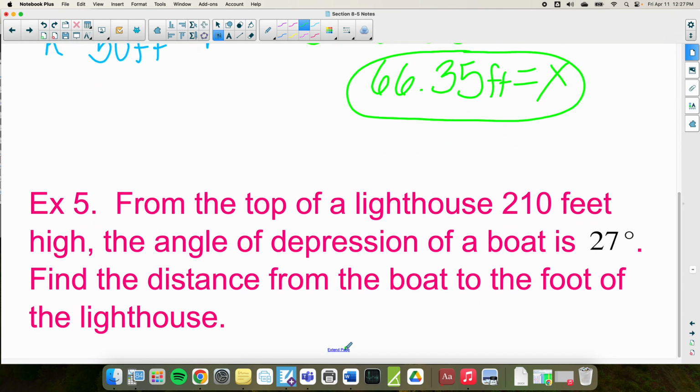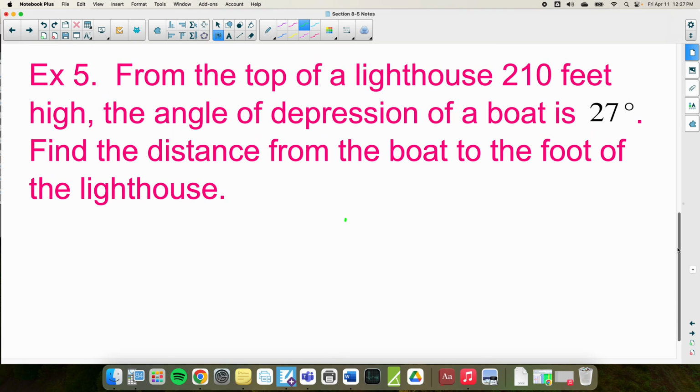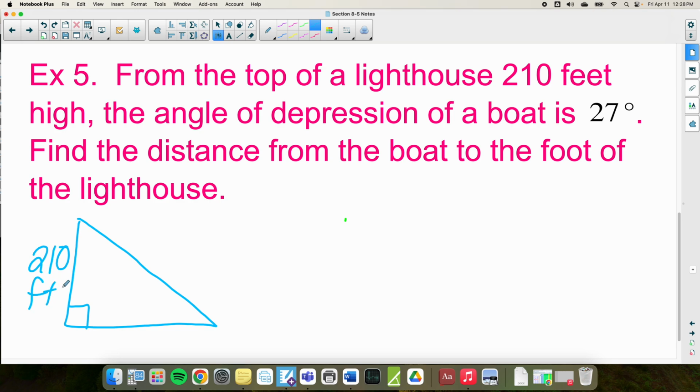It says, from the top of a lighthouse 210 feet high. So let's say this is our lighthouse right here. If it's 210 feet high, isn't that the 210 feet? Because it's height. The angle of depression of a boat, so this is your boat right here, is 27 degrees.